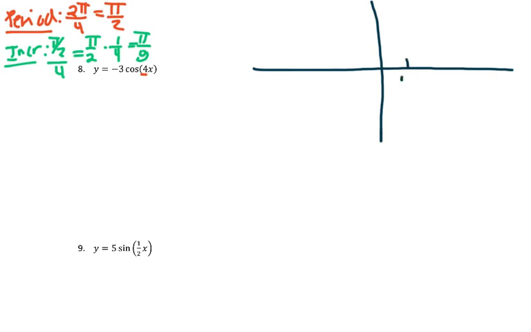So this is 1 pi over 8, 2 pi over 8, which will reduce to pi over 4, 3 pi over 8, which doesn't reduce, 4 pi over 8, which will reduce to pi over 2. Then I can do the negative sections as well.